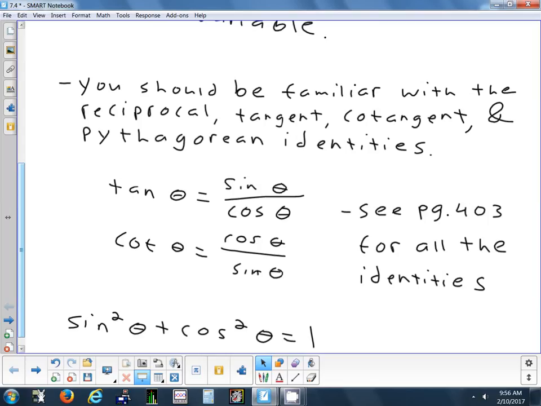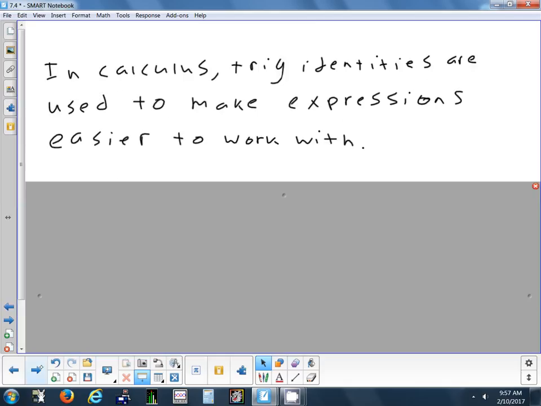So the goal with trig identities, it's really just substitution. You're plugging something in for something, and you're hoping that somehow things cancel out. That's the goal pretty much every time.